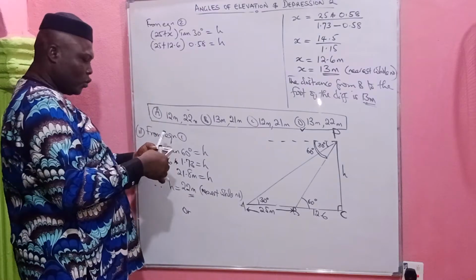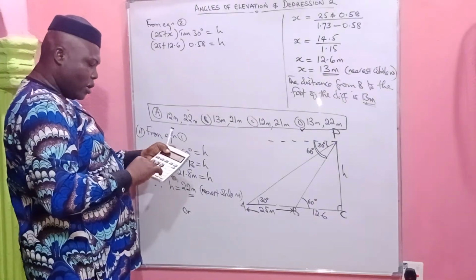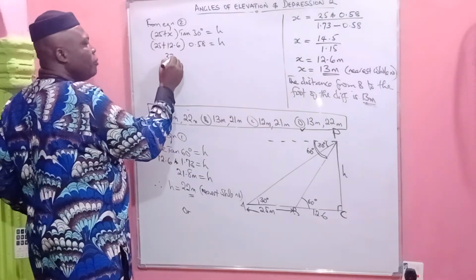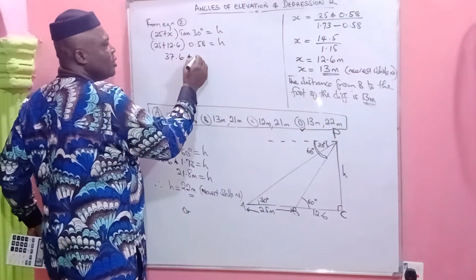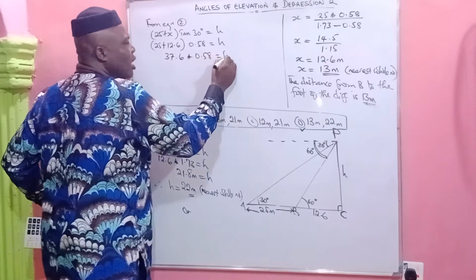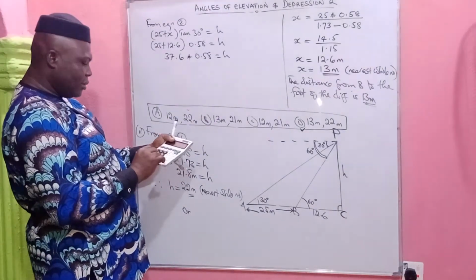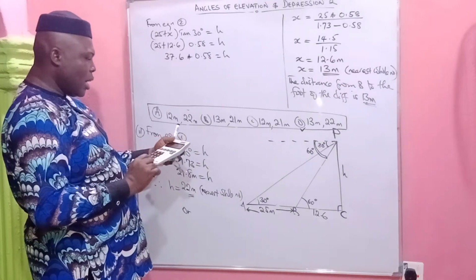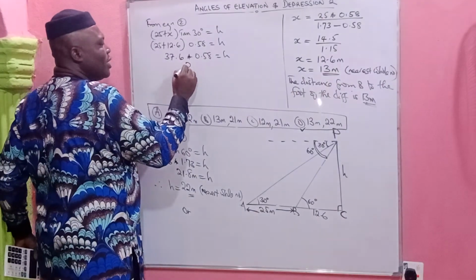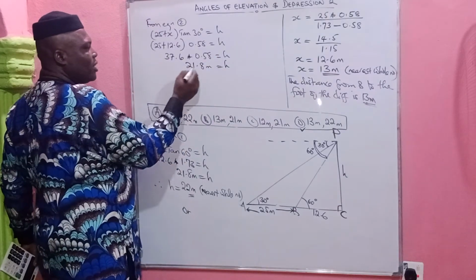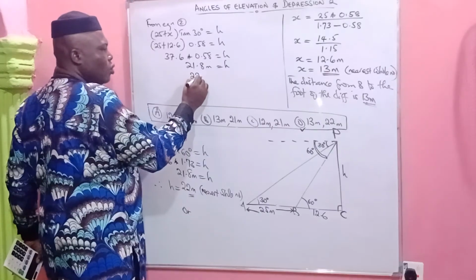So 25 plus 12.6 will give us 37.6. We want to multiply it by 0.58 to have the height. So let's multiply 37.6 times 0.58. What will you have? 21.8. So you have 21.8 meters to be equal to the height, which is approximately 22 meters.